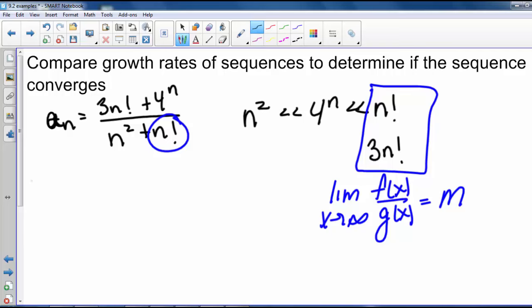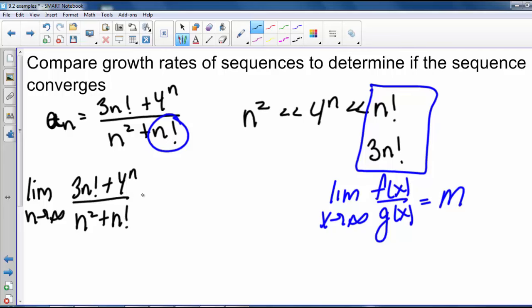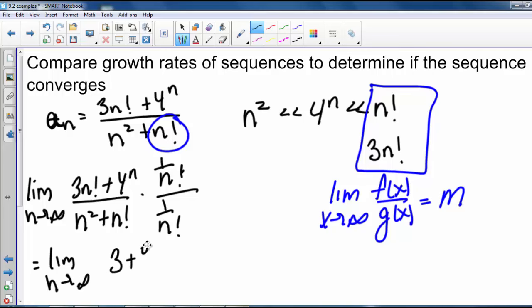So we have the limit as n goes to infinity of (3n factorial plus 4 to the n) over (n squared plus n factorial). We're going to multiply the top and the bottom by 1 over n factorial to get the limit as n goes to infinity of (3 plus 4 to the n over n factorial) divided by (n squared divided by n factorial plus 1).